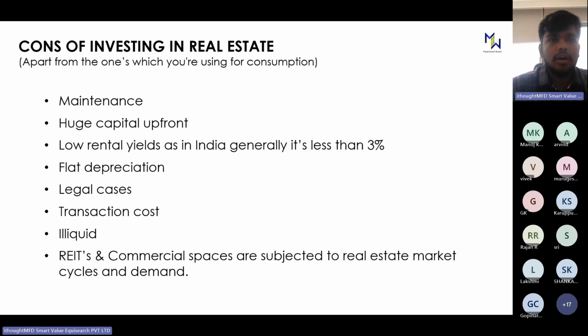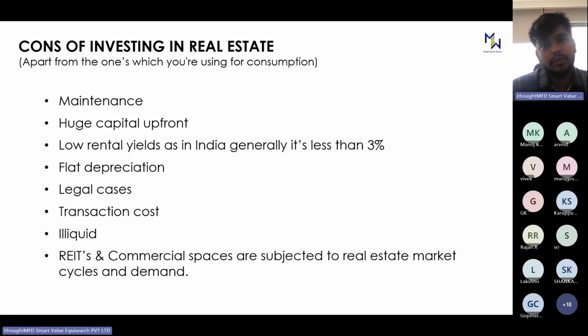And these are the cons, or disadvantages, in the real estate market. The first point is maintenance. As I said in the previous advantages, all the decisions are taken by you, so all the risks also have to be borne by you. Whatever happens with that asset is your responsibility. So you have to take care of all the maintenance.